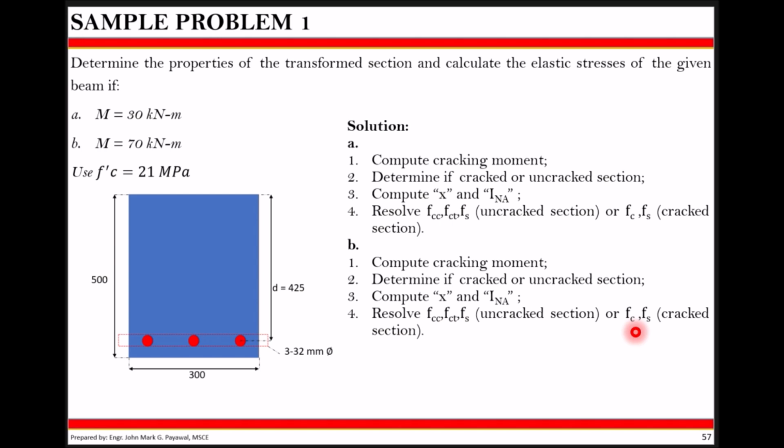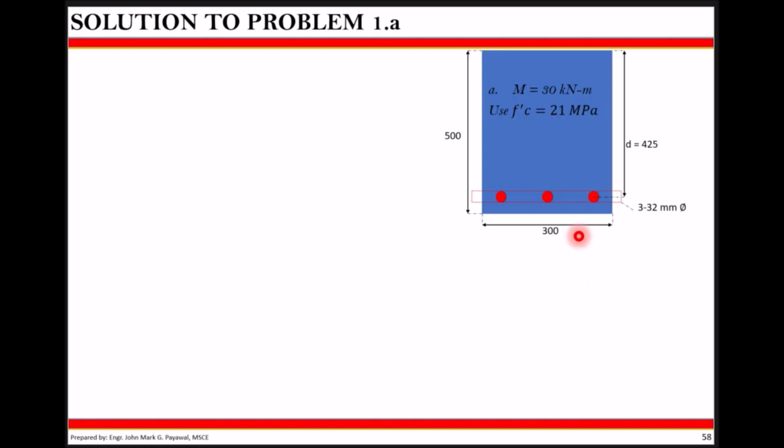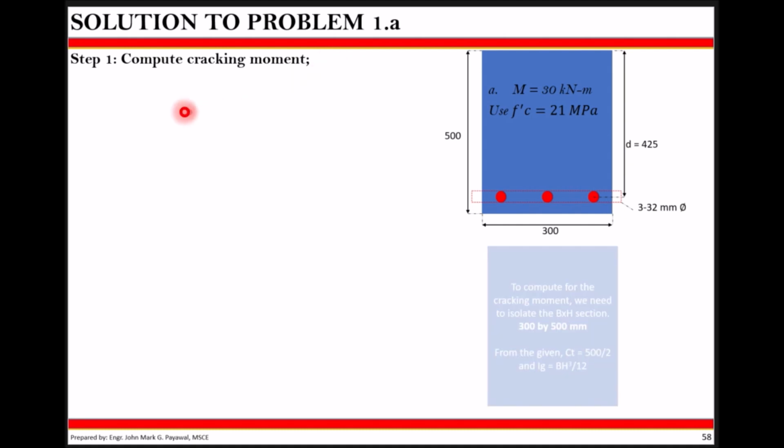For letter A, we're given the moment is equal to 30 kilonewton meters, and then my fc prime is equal to 21. Compute the cracking moment. So how can we compute for the cracking moment? We go back to the available formulas that we can remember. So before this problem, we recall that your modulus of rupture, f sub r, is equal to Mcr multiplied by Ct over Ig. Also, your modulus of rupture can be computed as Mc over I.